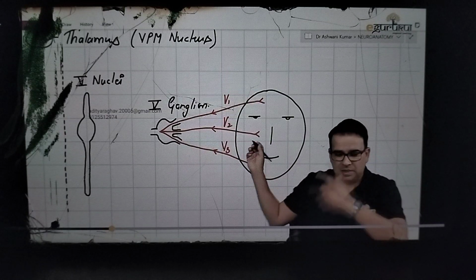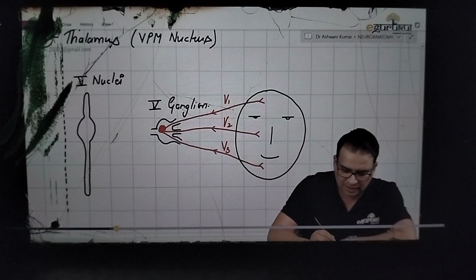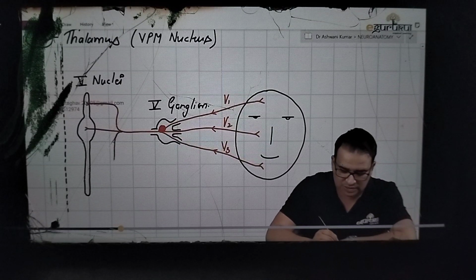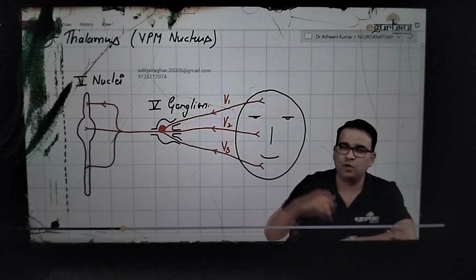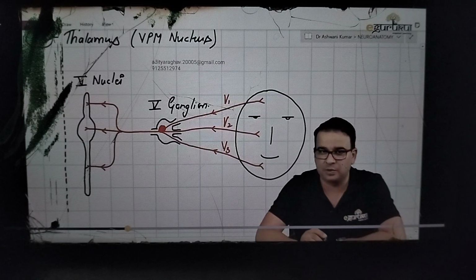So all these nerves, when they go inside to the trigeminal ganglion, they have the ganglion inside, and from where the central fibers will come and project into the different parts of the trigeminal nuclei, depending upon what sensation they are carrying. If it is proprioception, we know that it will go into the mesencephalic nucleus. If it is touch and pressure, it will go into the principal sensory, and if it is pain and temperature, it will go into the spinal nucleus.